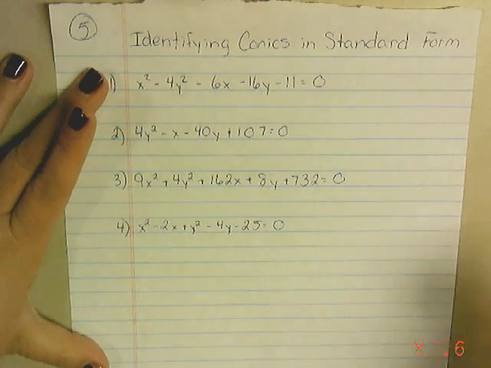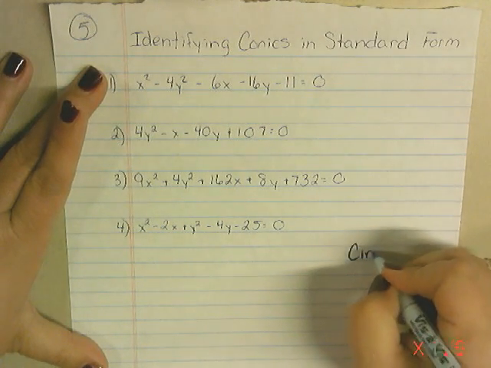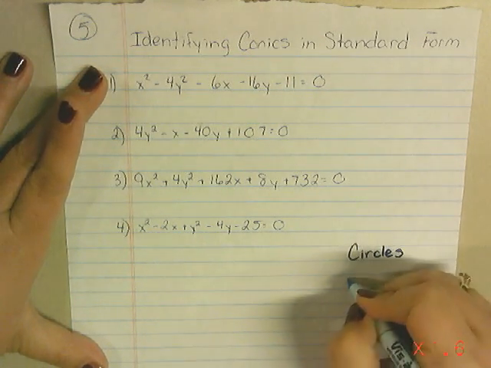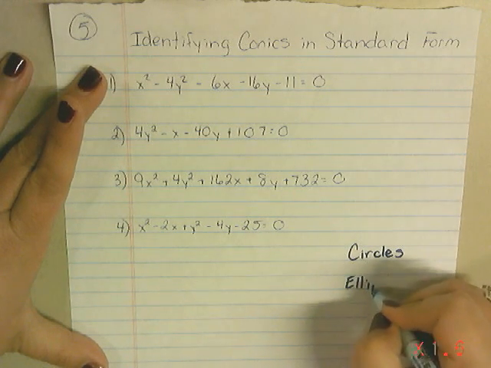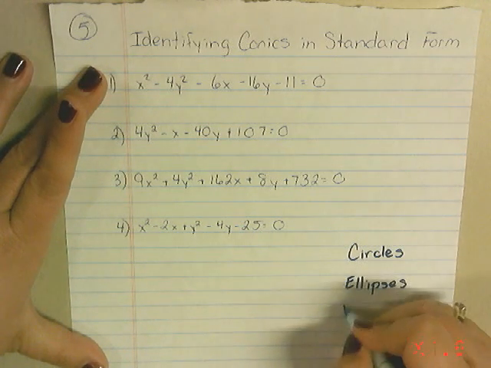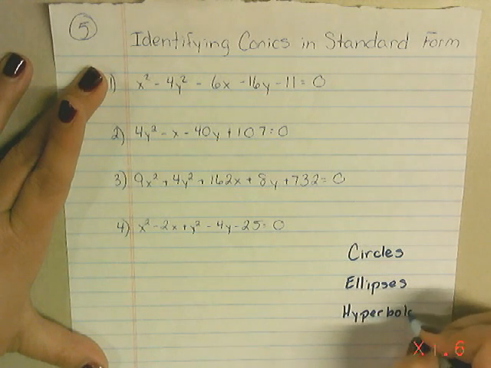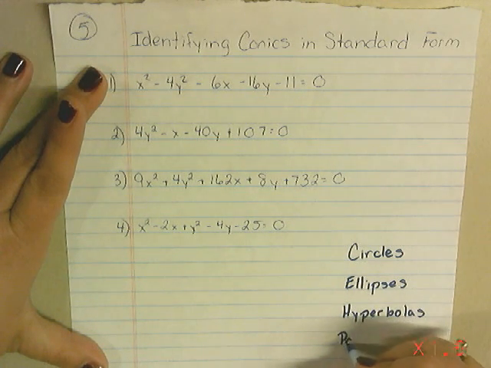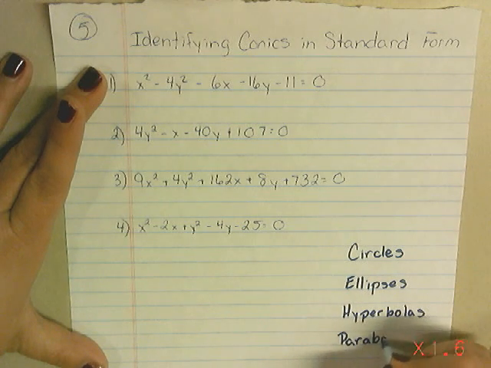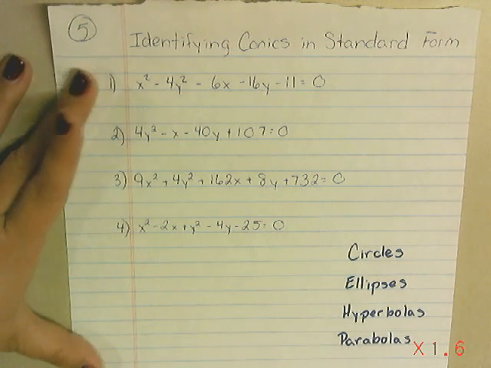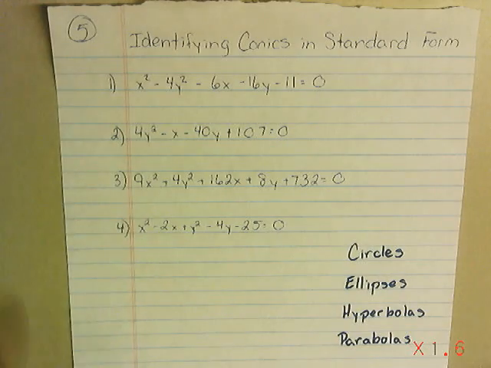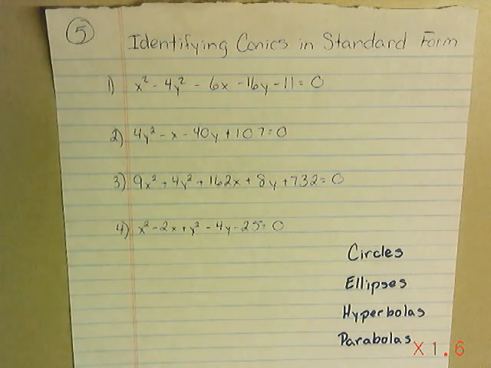So the first thing we're going to do is just be able to pick out which equation represents which conic section. So let's review. We have circles, we have ellipses, we have hyperbolas, and we have parabolas. So I've kind of made it a little bit easy for you here for questions, for answers, so we can kind of use process of elimination. But we're also going to talk through each one.